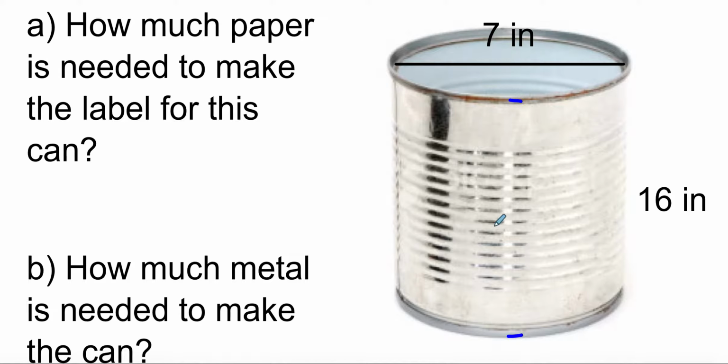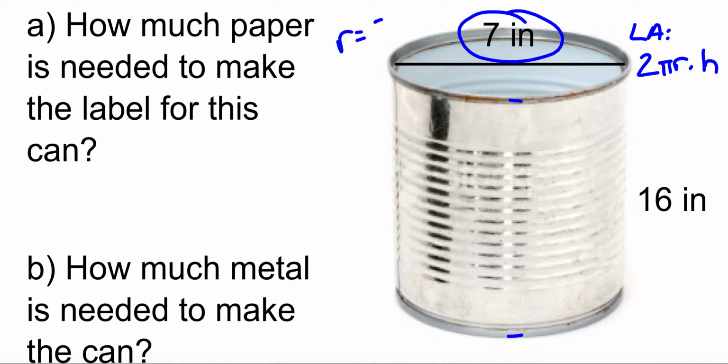Remember, if I cut this and I open it up, it's just a rectangle. So the lateral area is where the can label would go. And the lateral area is the circumference, 2 pi r, times the height. Remember, don't get tricked by this one because this, again, is the diameter. So the radius would be half of that, and it's 3.5.